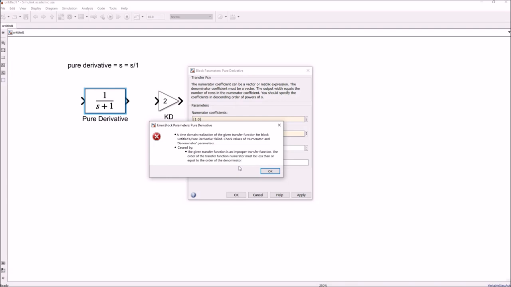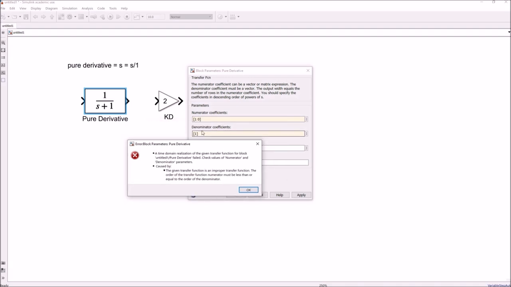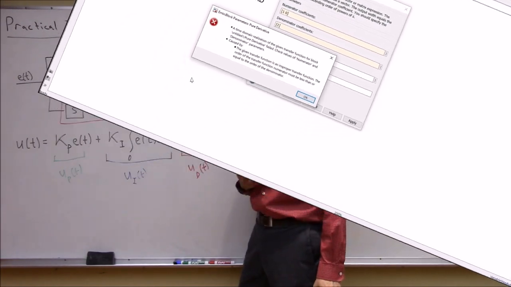This is, right off the bat, bringing this and trying to implement that pure block that we flashed up on the board, a pure derivative followed by a simple gain. That's a non-starter here in Simulink. So, tell you what, let's jump over to the board and talk about what happened here and how we can maybe get around this.